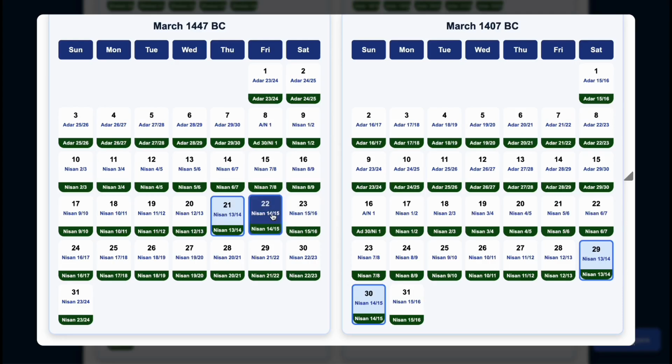So if we go exactly 40 years to the day from March 22nd, the day they left Egypt, exactly 40 years later, we get to March 22nd. This is when they would have left Abel Shittim and made it the same day to Jordan, because Abel Shittim is a very small journey to Jordan.